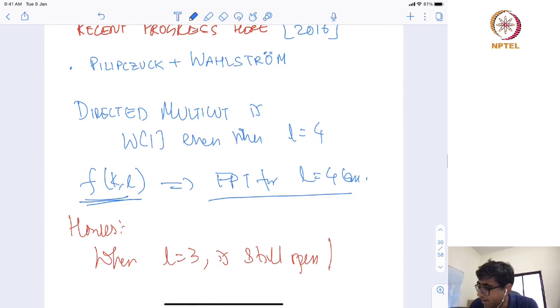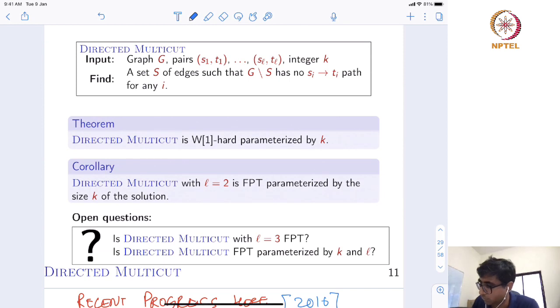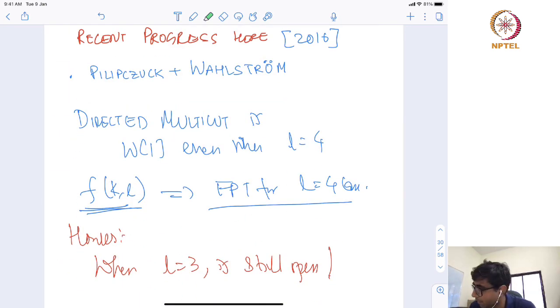However, when L equals 3, it is still unknown whether the problem is FPT or W1-hard. So this problem still remains open. What is the parameterized complexity status of directed multicut when the number of request pairs is upper bounded by 3? And of course, if it is all six, some of those cases are definitely FPT because of directed multiway cut. Great.